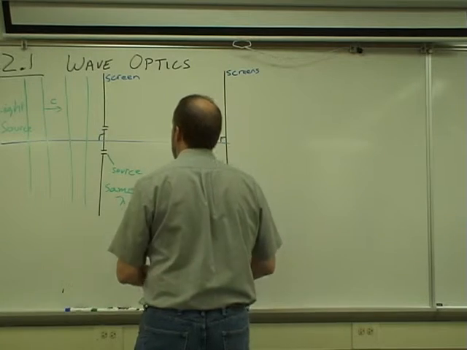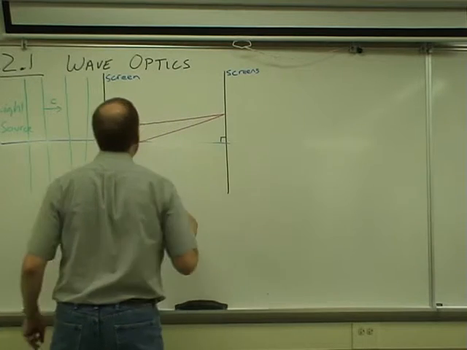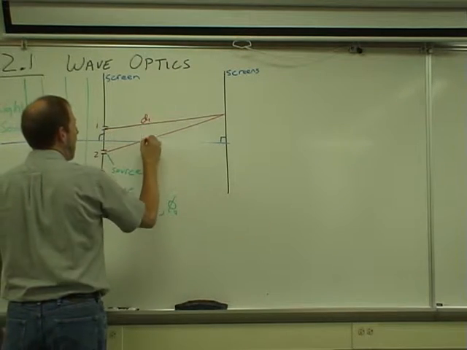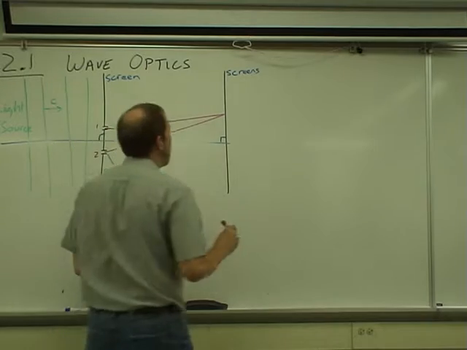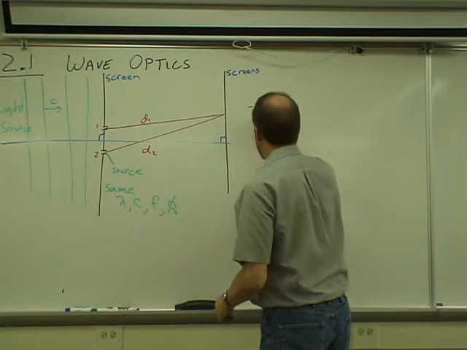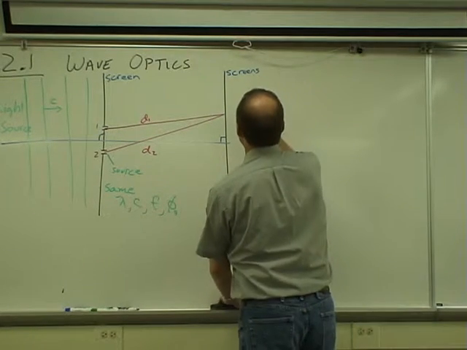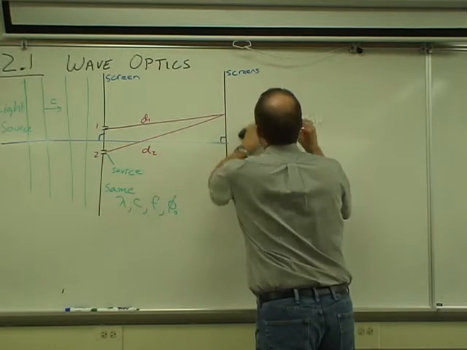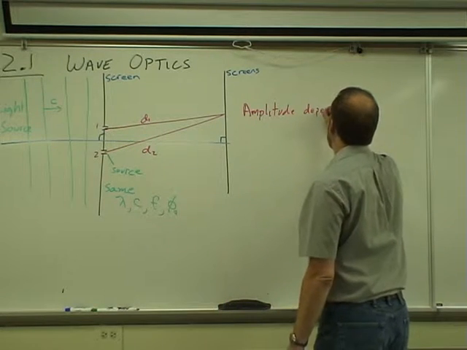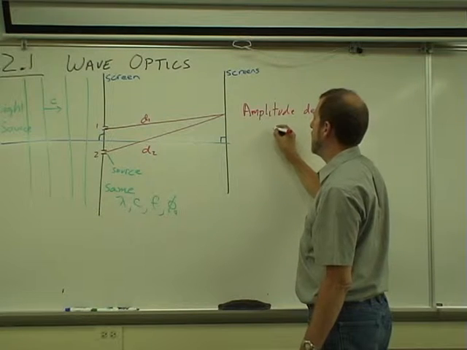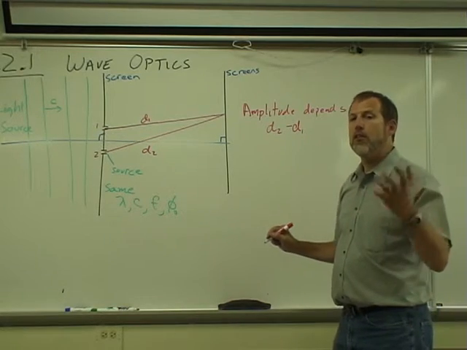Which means that if I want to look at any given point, then the result at this point, let's just say right now, the amplitude depends on the phase difference between those two light rays.